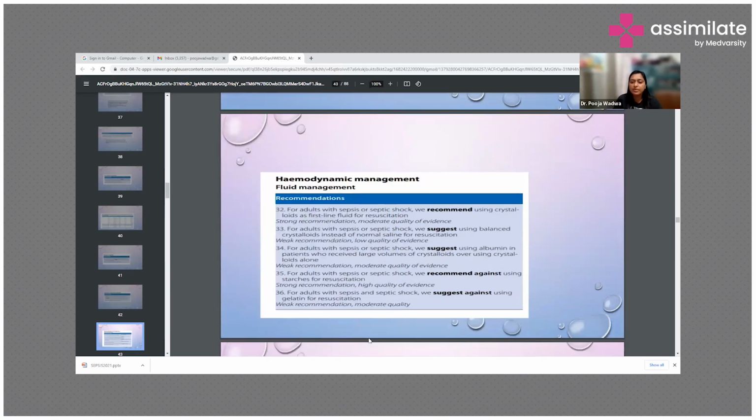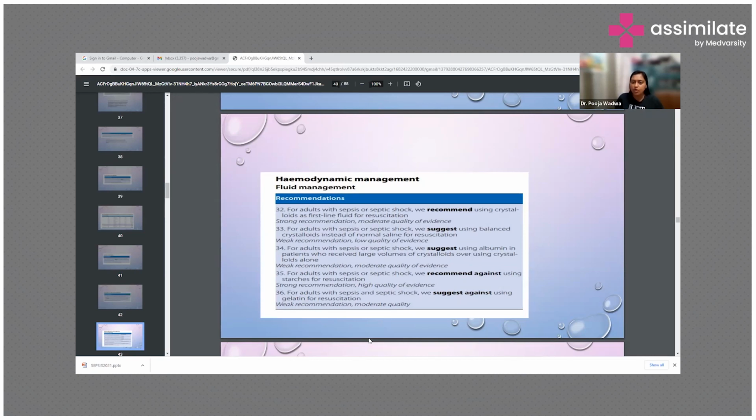Now, we have already discussed early goal-directed therapy of fluid resuscitation, where I told you that a crystalloid of 30 ml per kg should be used. So, sepsis guidelines recommend the use of crystalloids as the first line of fluid resuscitation. These should be balanced crystalloids.